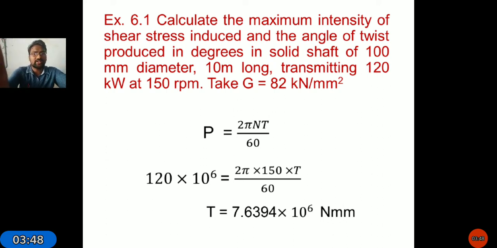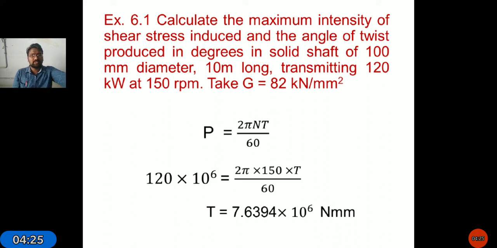Here power we calculated as 120 kilowatts, 120 into 10 cube. Here watt means Newton meter per second, which converted into Newton millimeter per second, since 1 meter equals 10 cube millimeters, so finally the power value is 120 into 10 power 6. By substituting all the values in the above equation, we get the final value of torque, that is 7.6394 into 10 power 6 Newton millimeter.